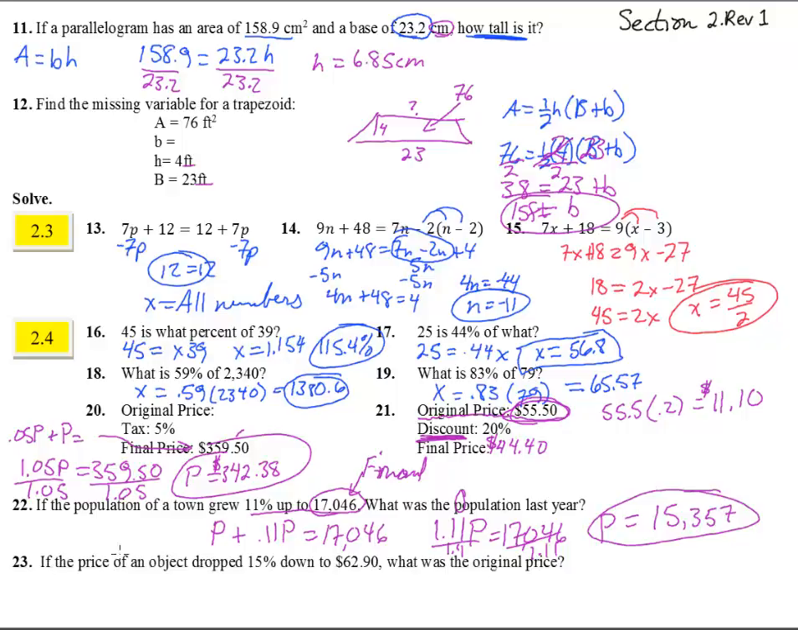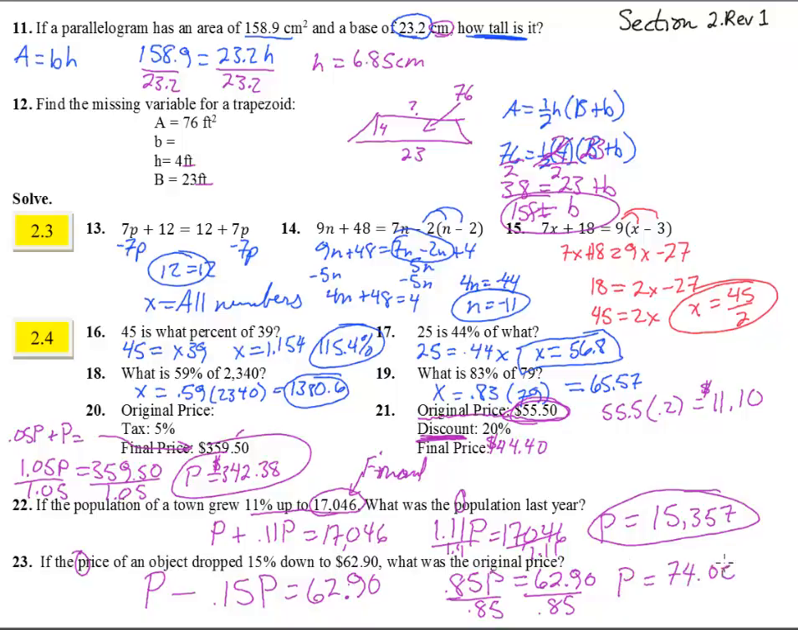Number 23, if the price of an object dropped 15%, so that means the price, P, went down 15% of the P, down to 62.90. Then we get P minus 0.15p, that's 0.85p, equals 62.90. Divide by 0.85, and the original price, oh, hey, that came out all right, $74. Good.